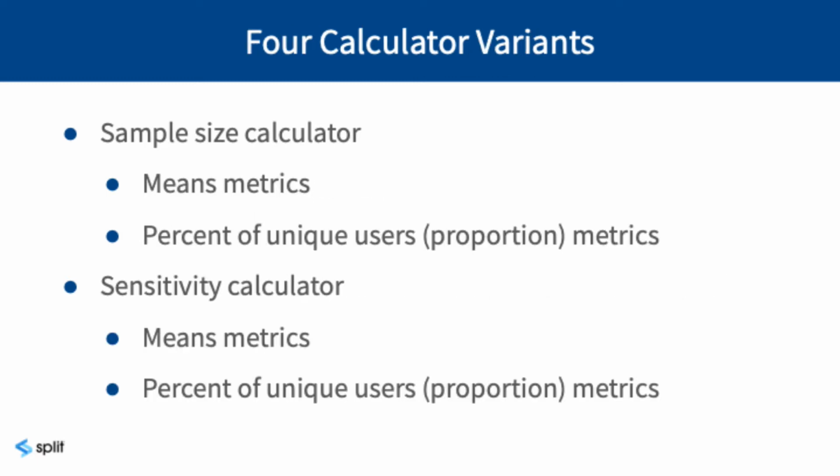So I mentioned that there's two different types of calculators, the sample size calculator and the sensitivity calculator. There's also two variants of each of those. So there's 4 calculators in total. Each of those has a variant for 2 different types of metrics. One is a means metric, where the metric is expressed as a mean of some value. The other one is a percentage of unique users metric, where conversion is a typical example: of how many people who saw this feature, what percentage of them actually went on to buy a product.